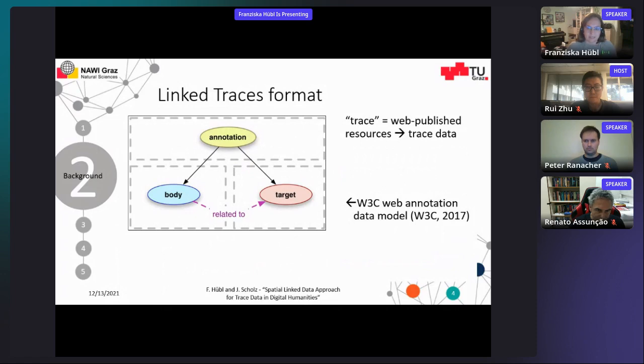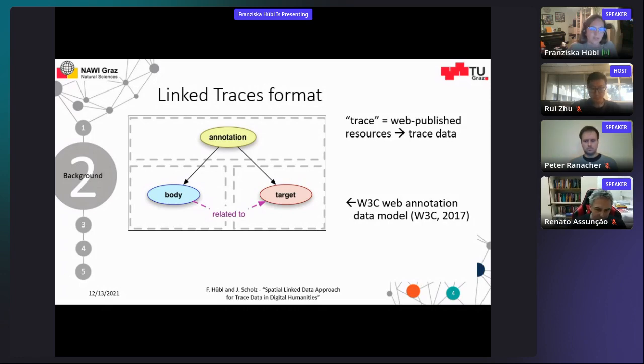Well, next is the linked traces format. In general, the term trace refers to web published resources, so-called trace data, in the form of World Wide Web Consortium web annotations. The web resource itself is the annotation target. That might be any kind of text, a data set, image, sound, video, and the annotation body embeds RDF as text. With its ID attribute, the annotation body can also link to an external RDF record, for example, describing a place, holding a certain historical artifact, event, or person at a certain time.